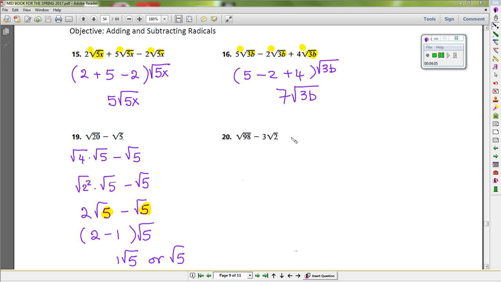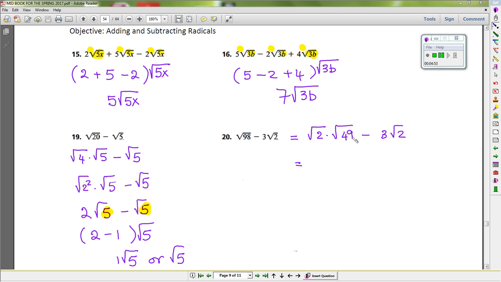Okay, so let's look at the next one: the square root of 98 and 3 times the square root of 2. They are not like radicals because they don't have the same radicand. So the first thing we have to do is write 98 in factors. So the square root of 2 times the square root of 49, minus 3 square root of 2.